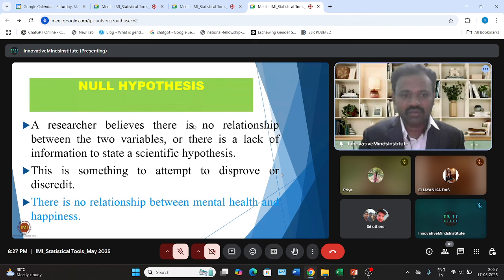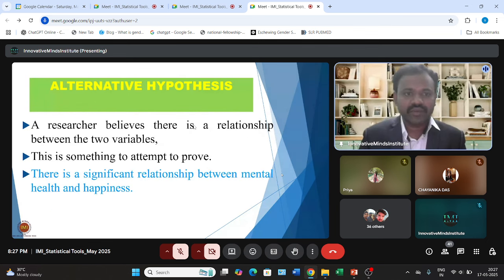See, look at the example. There is no relationship between mental health and happiness. Mental health is one variable, happiness is another variable. There are two variables. Based on your discipline, you can have two variables like this for your study, and you can create your own null hypothesis. So once the session is over, please try to write a null hypothesis. Even now you can try, and if you have any doubt, you can ask me once the session is over, right?